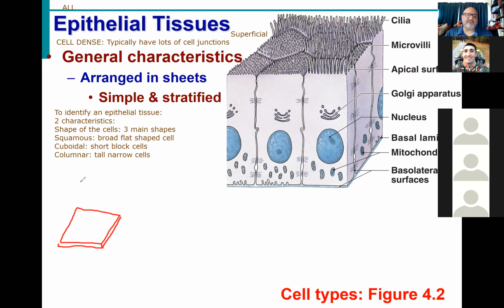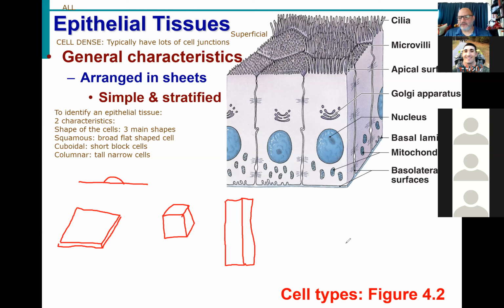In fact, sometimes these cells, if we looked at them from the edge, are so thin that their nucleus actually bulges out of them, kind of like a fried egg. Then, of course, cuboidal cells are going to be short, blocky, cube shaped cells. And then our columnar cells are tall, thin, narrow cells that all sit side by side, like we see here, very uniform in their shape and orientation as well. So we have those three main shapes that we use.